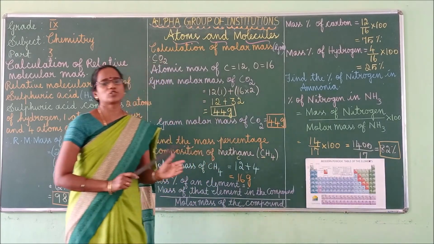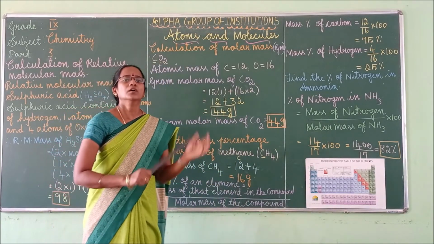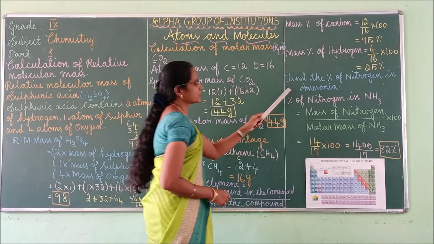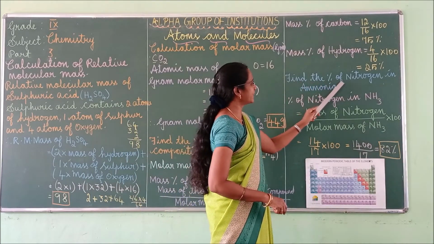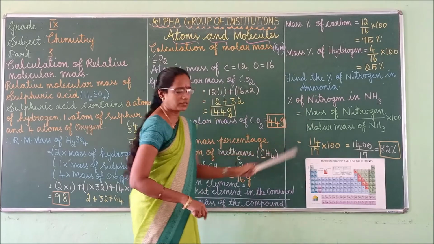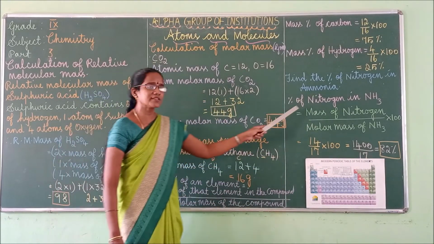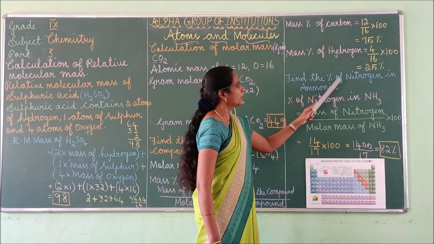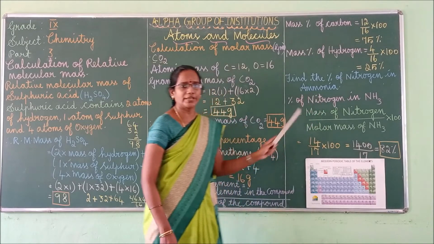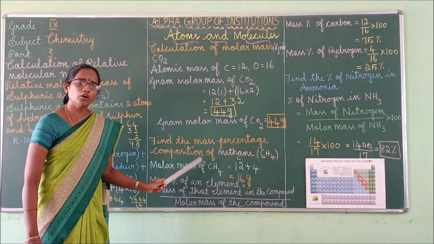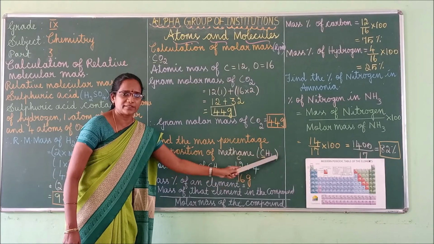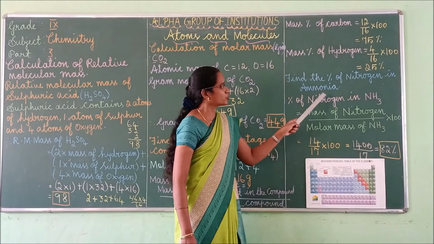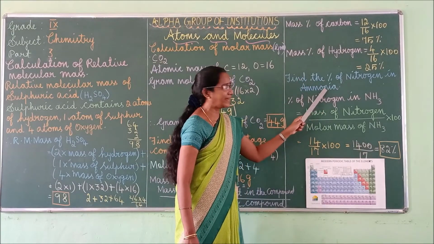So this formula you have to apply to find out the percentage for carbon as well as hydrogen, right? Next question is, find the percentage of nitrogen in ammonia. The same method we have to follow for this problem also. Only the question is differing. In the previous problem, we found the percentage for both elements, carbon as well as hydrogen, isn't it? But in this problem, you see, find the percentage of nitrogen in ammonia.